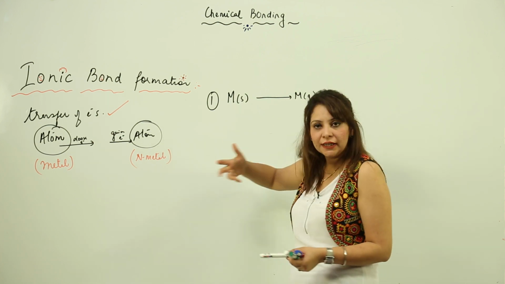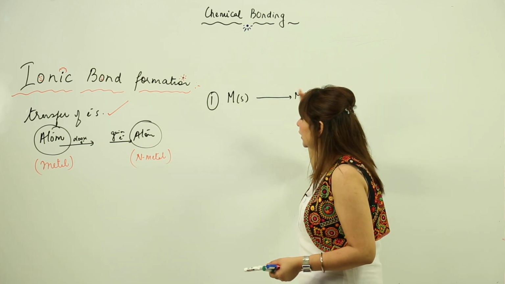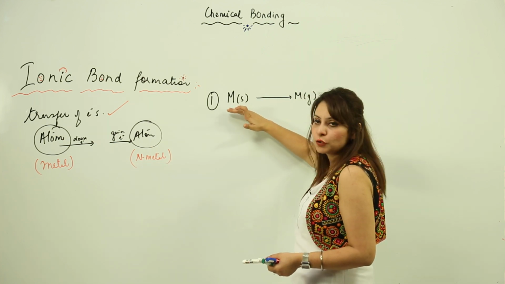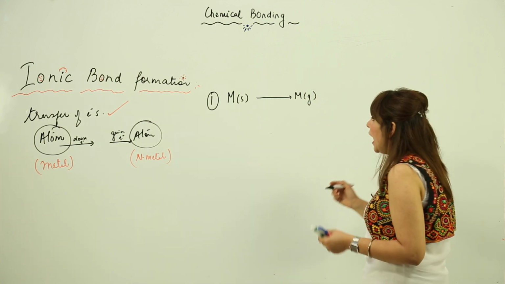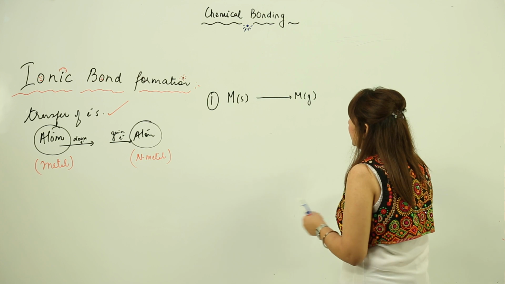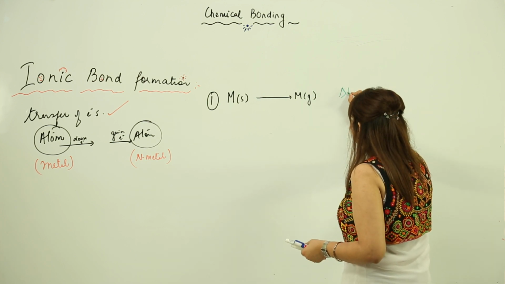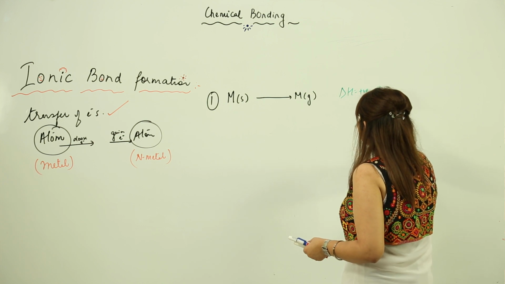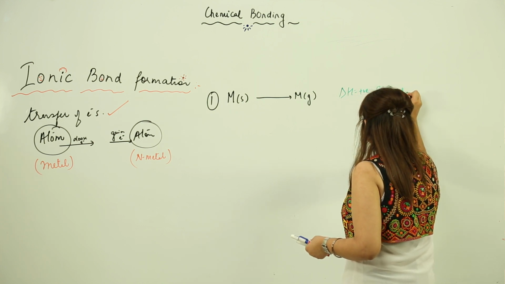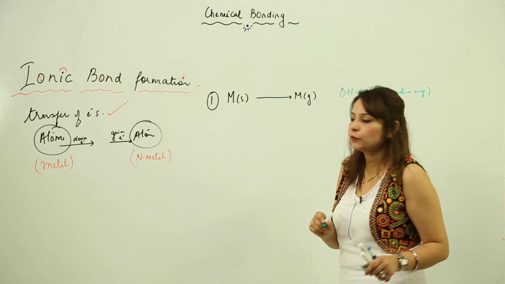Here it is going to lose an electron, so we have started with the metal. We are just going to convert this metal from solid state into gaseous state, and this step requires energy, you know that. Let's say this step requires energy called delta H positive, and this energy is called sublimation energy. So this is what is going to happen.